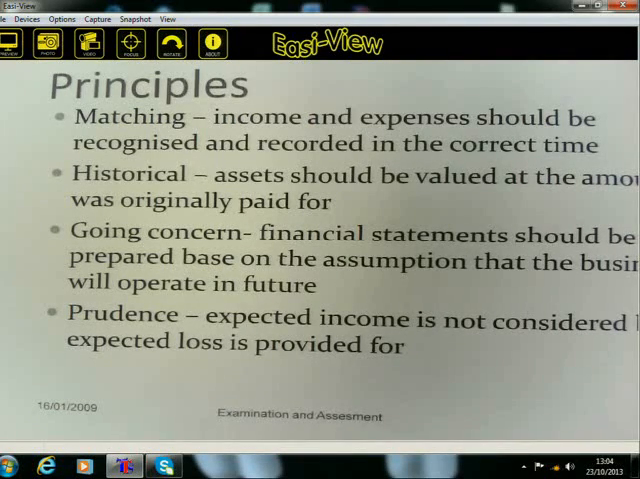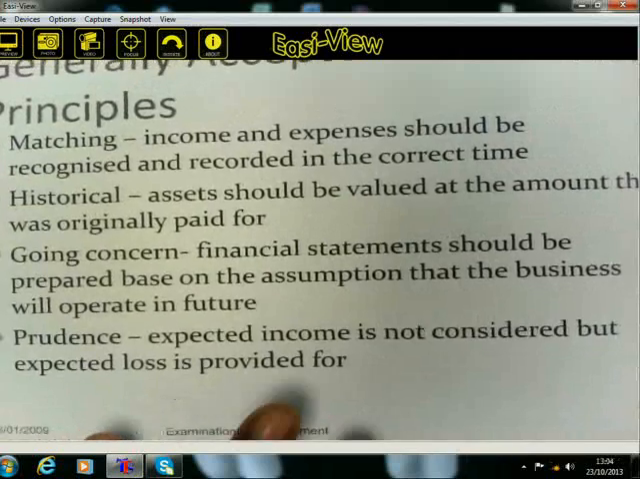Then we have the historical cost principle, where we say the assets should be valued at the amount that was originally paid for. We will realize at this stage that when we do the depreciation, that is when we have to calculate the depreciation on the cost price.